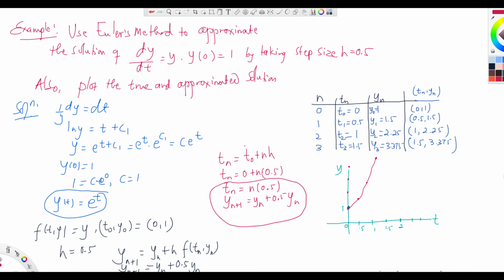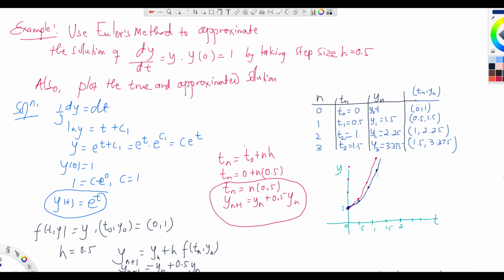Now I want to plot the approximation. So what are the values? At 0 it is 1. This point is the same. At 0.5 it is 1.5, slightly smaller than the true value. At 1 it is 2.25, slightly smaller than that. At 1.5 it is 3.375, somewhere here. You see that? This is the approximation of the solution.